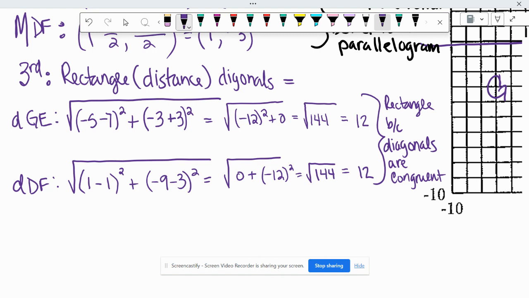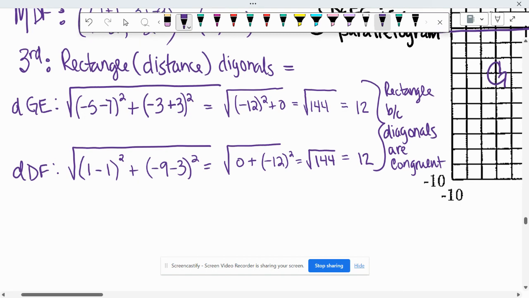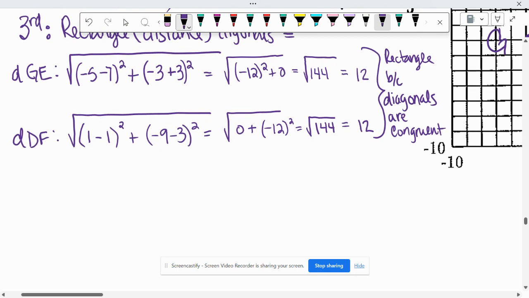Whew, you guys are doing excellent. All right. So step number 3, we showed that the diagonals are congruent, which means it's a rectangle. What are we going to try to prove now?